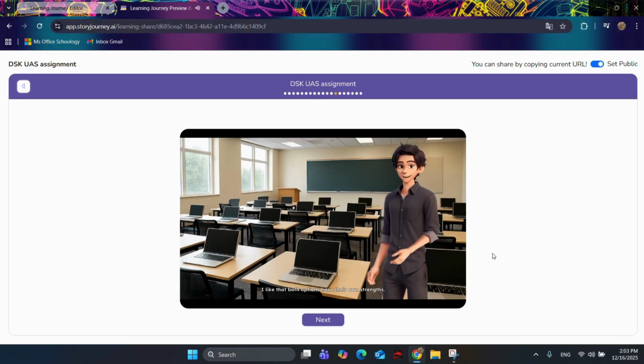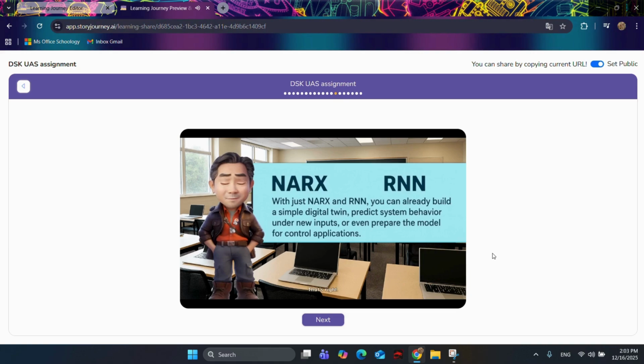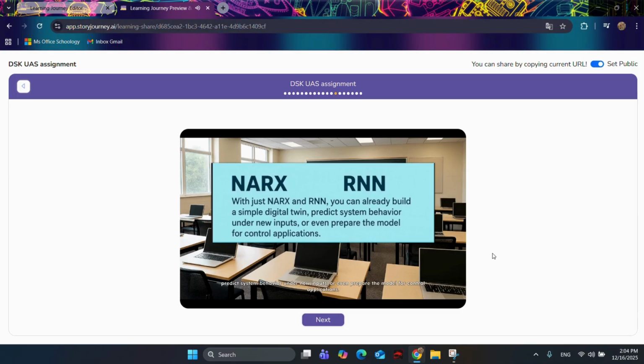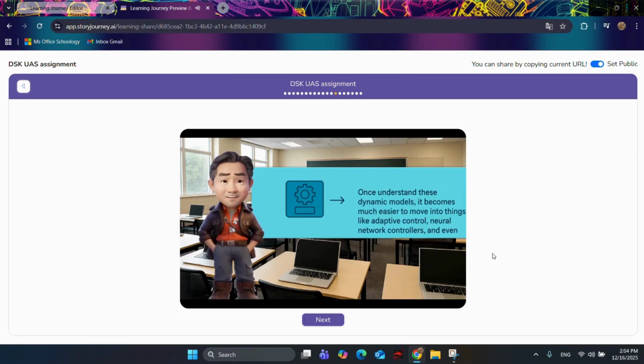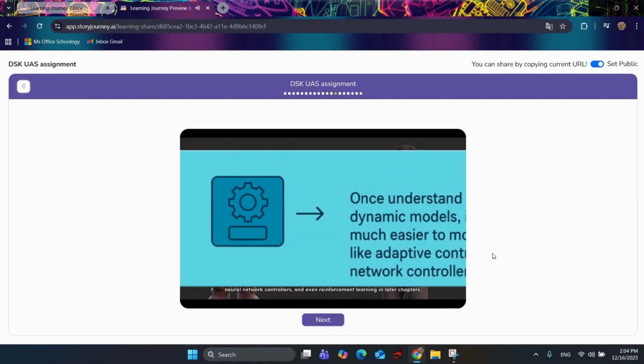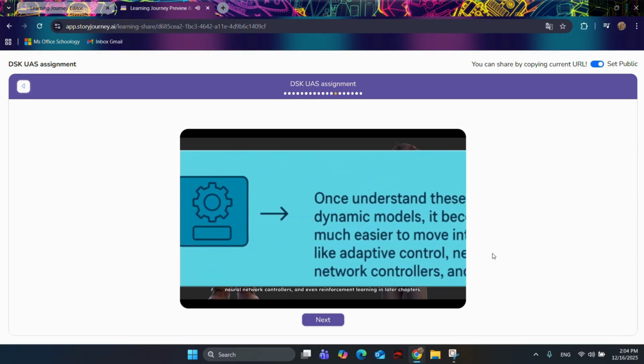I like that both options have their own strengths. They're like tools for different jobs. That's right. And the cool thing is, even with just NARX and RNN, you can already build a simple digital twin, predict system behavior under new inputs, or even prepare the model for control applications. So learning these two models helps with future topics too? Definitely. Once you understand these dynamic models, it becomes much easier to move into things like adaptive control, neural network controllers, and even reinforcement learning in later chapters.